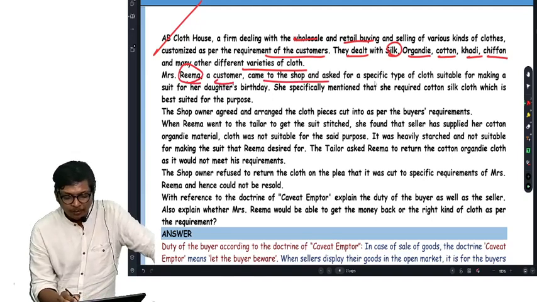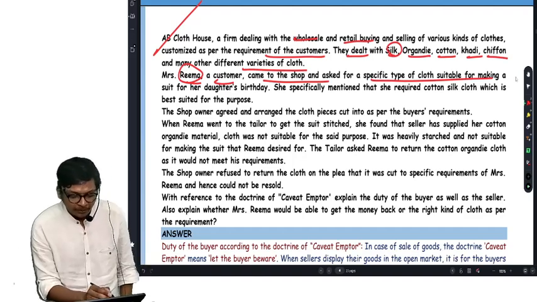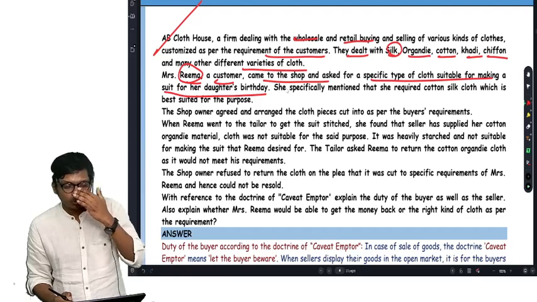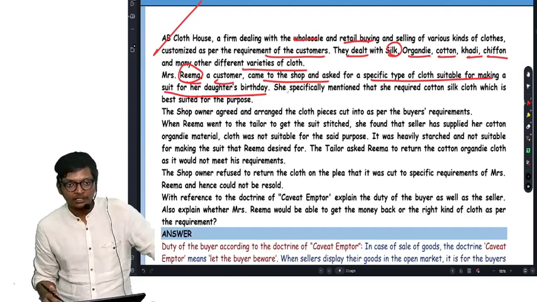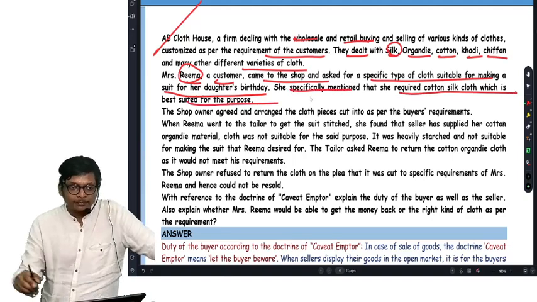Customer came to the shop and asked for a specific type of cloth suitable for making a suit for her daughter's birthday. I don't want anything big, if you give me a cloth for my daughter's birthday, 2000 rupees, I'll make one suit for her. She'll also feel happy. She specifically mentioned that they required cotton silk cloth which is best suited.